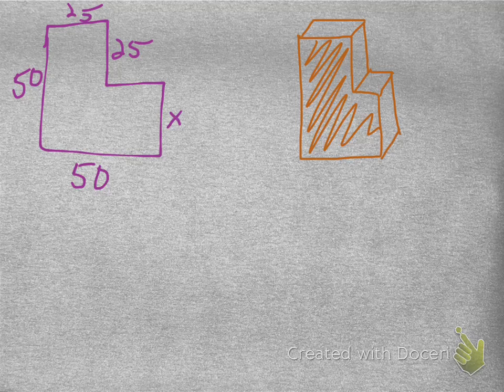Now, if we're going to treat this like a prism, then we've got to treat this L shape like our base. And we've got to solve for the area of that base. Because again, volume is just the area of the base times the height. So, what we'll do is we'll draw this line right here. Now I've got two rectangles, right? Based on the fact that this side right here is 50 and this is 25, what does that make x equal to?